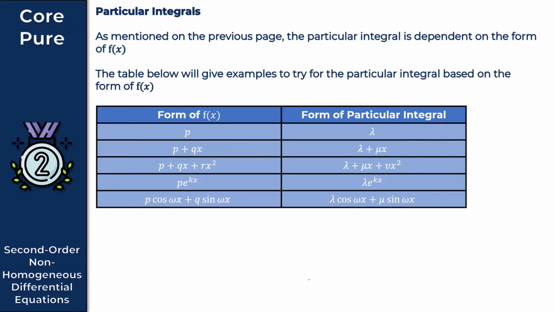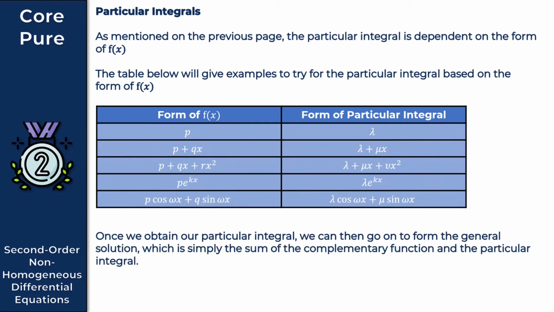As I said, I won't go through each row individually, but please do make a note of this table. Once we obtain our particular integral, we can then go on to form the general solution, which is simply the sum of the complementary function and the particular integral. So y, our general solution, is equal to the complementary function plus the particular integral.